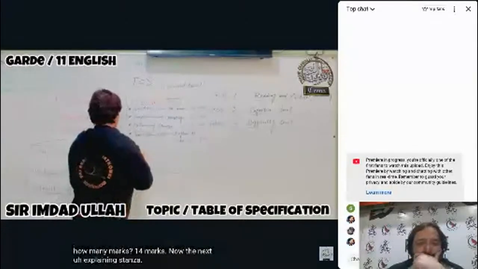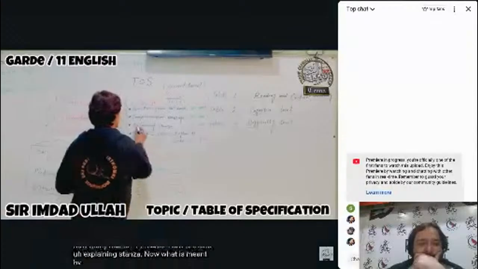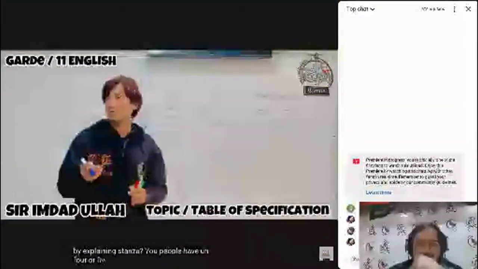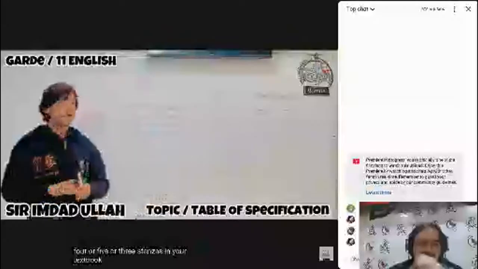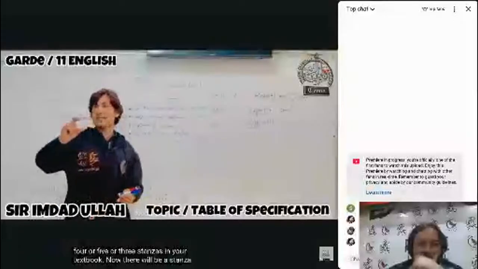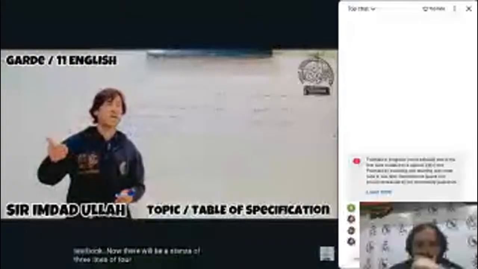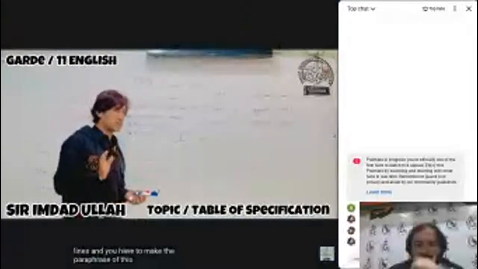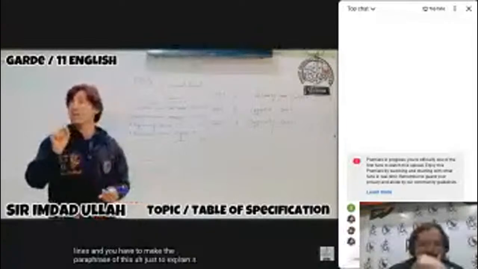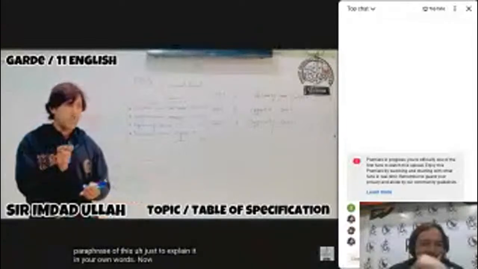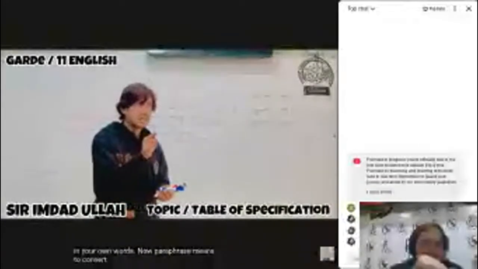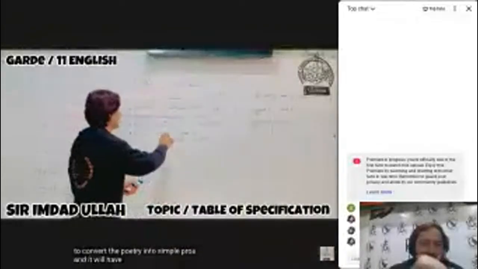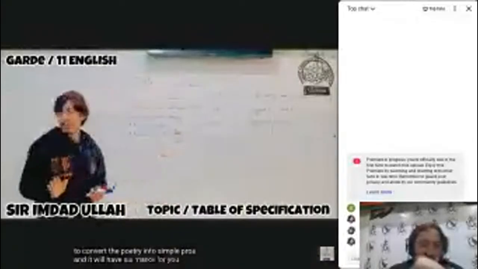Now the next, explaining stanza. What is meant by explaining stanza? You have 4 or 5 or 3 stanzas in your textbook. There will be 4 lines, maybe 5 lines, and you have to make a paraphrase of this, just explain it in your own words. Paraphrase means to convert the poetry into simple prose, and it will have 6 marks for you.